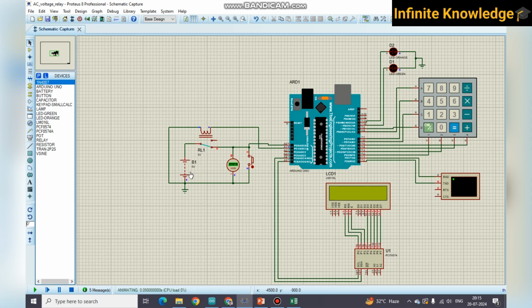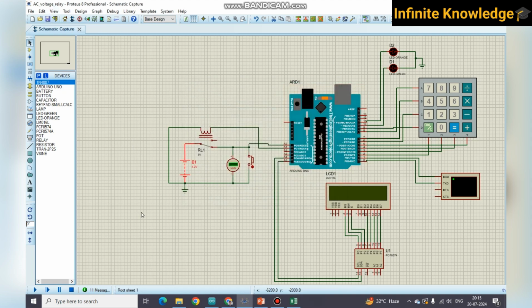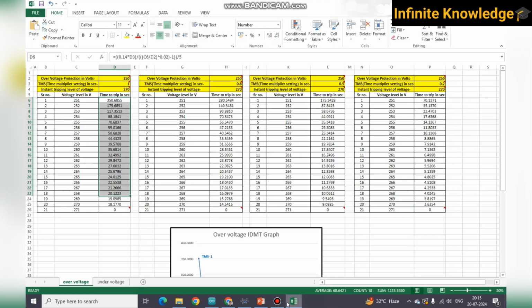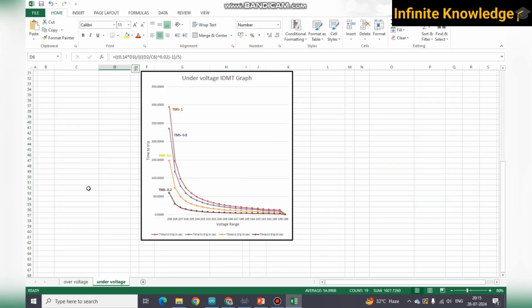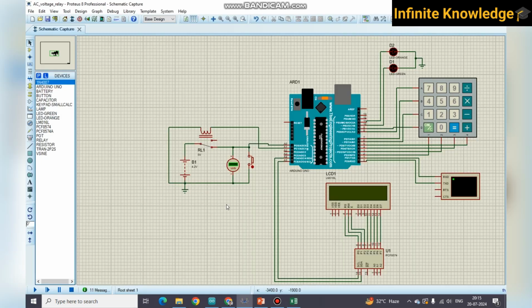So now it is 5 volts, but if I reduce this voltage to a certain low level, let's check whether in a certain time we are getting the proper tripping. Okay, so now it's an under voltage condition, and for the under voltage condition we need to check this file. According to the setting, we will check whether the time to trip is actually similar to our calculation or not. Okay, so let me go back to the simulation part.